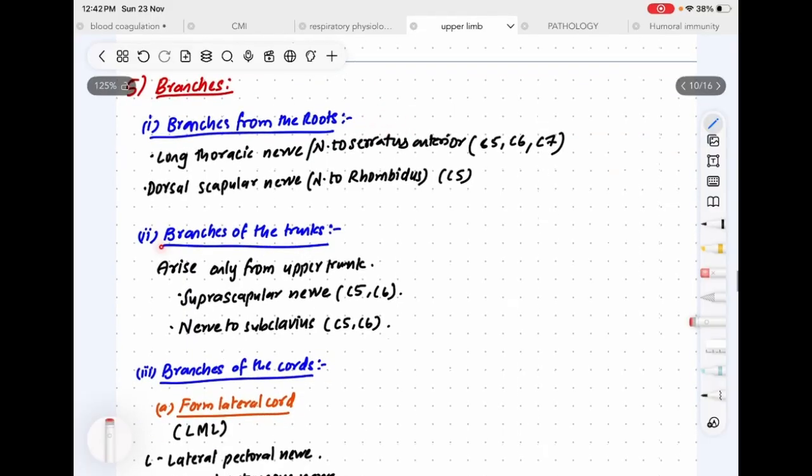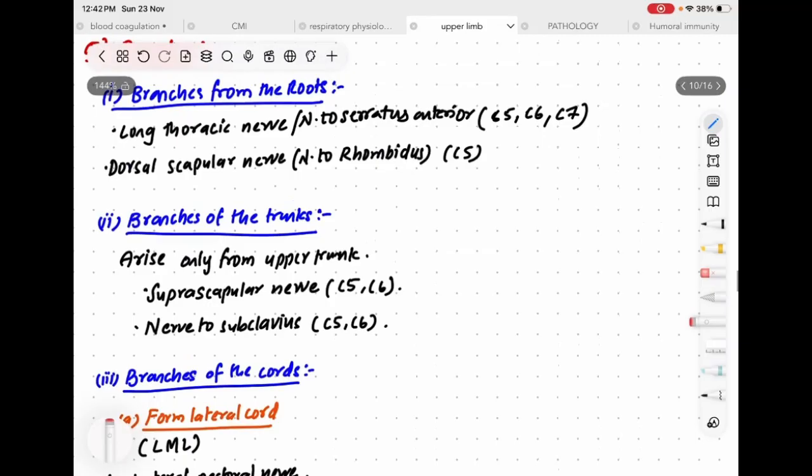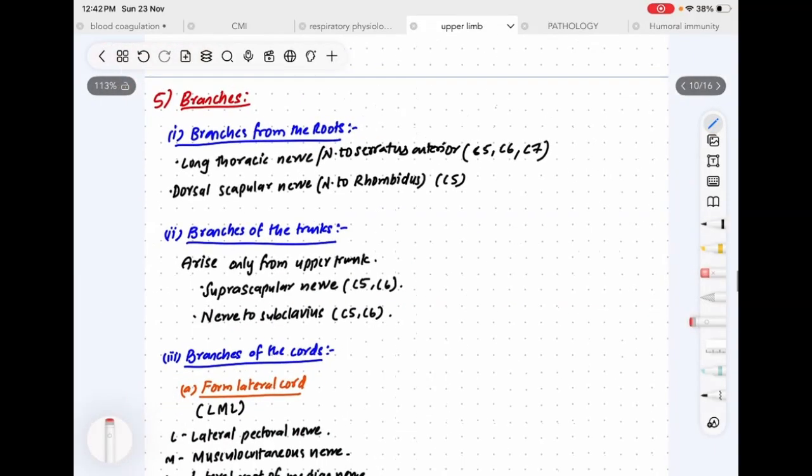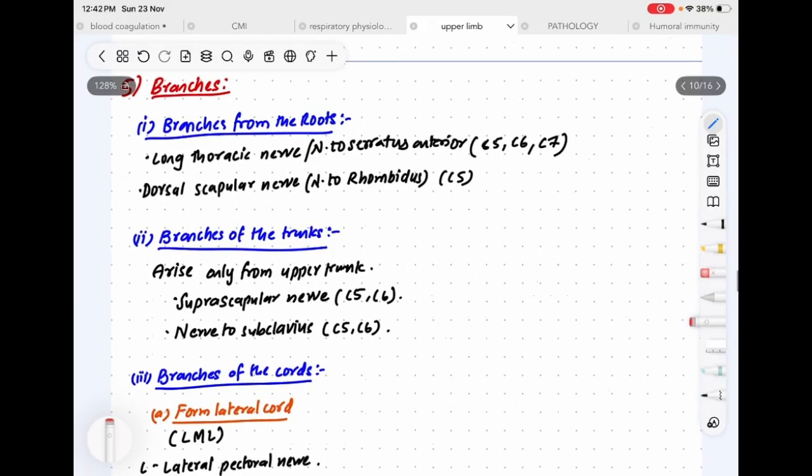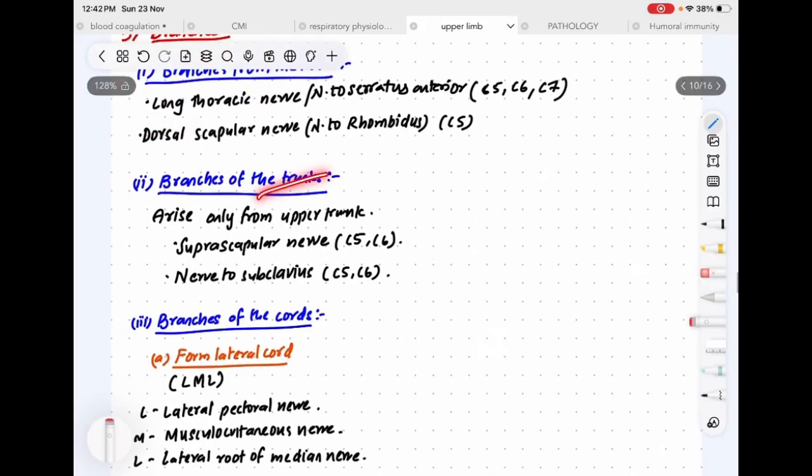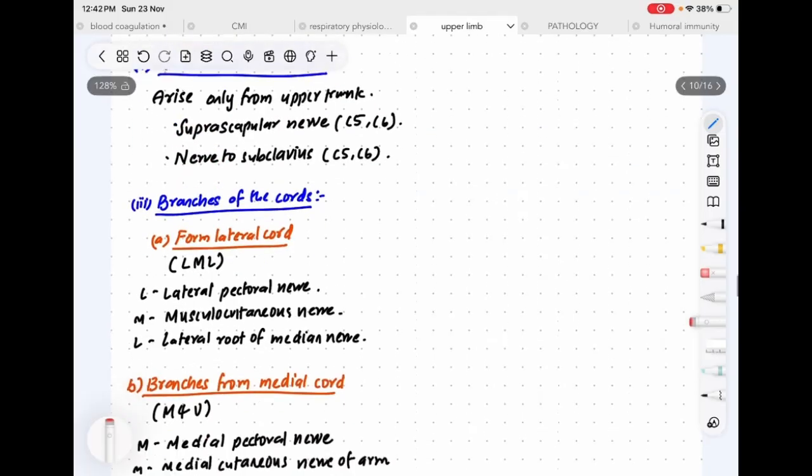Next, the branches from trunks. These arise only from the upper trunk. These are suprascapular nerve and nerve to subclavius. These are the two nerves emerging from the trunk. You need to remember these branches, nothing to do with it. With practice and revision, you can remember these branches. So branches from roots are two: long thoracic and dorsal scapular. Branches from trunks are again two, arising only from the upper trunk: suprascapular nerve and nerve to subclavius.